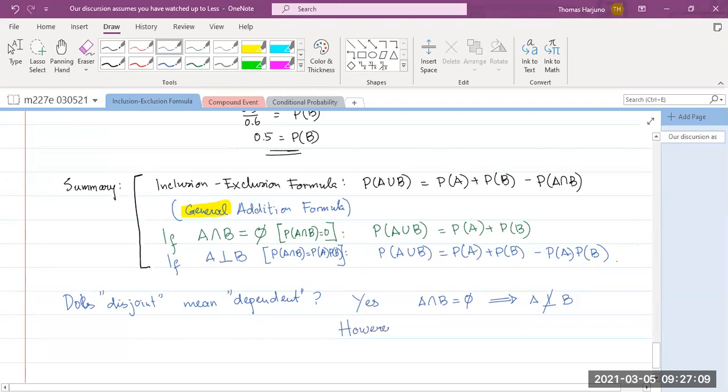However, simply because they are dependent does not mean they are disjoint. So these two statements are not equivalent. So your question actually is true. Your conclusion is true. The thing that you asked me to confirm, does disjoint imply dependence? That's true, because knowing A happened, we know for sure B cannot happen.